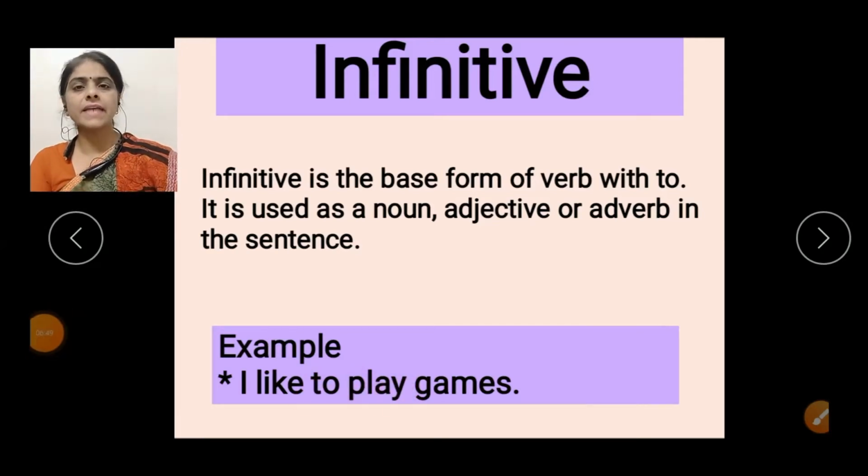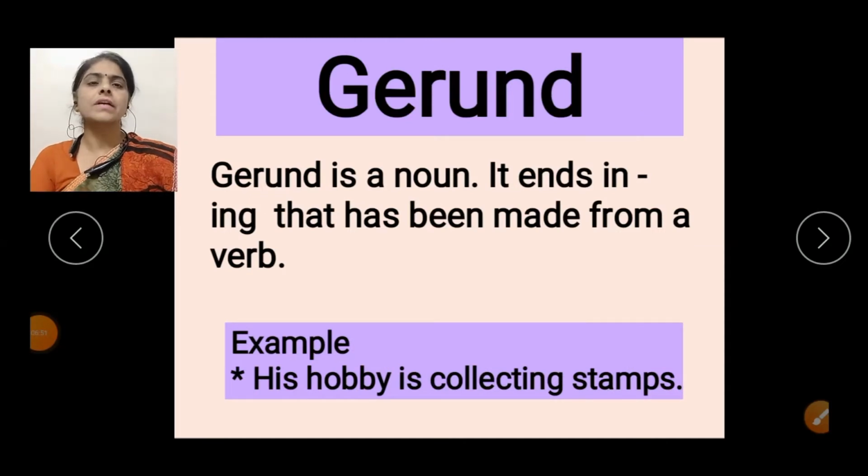After this, let's have gerund. Gerund is a noun and it ends in ing that has been made from a verb. When we add ing in any verb and it is working as a noun in the sentence, it is called gerund. Let's have the example. His hobby is collecting stamps. Here, the word collecting is a gerund and it is formed by adding ing in the verb collect.